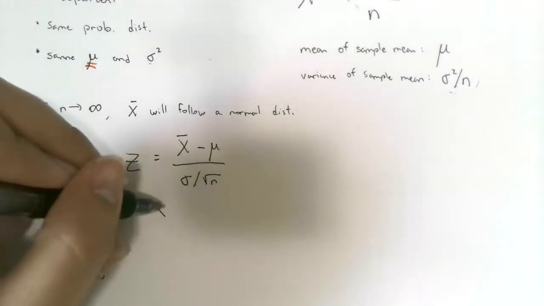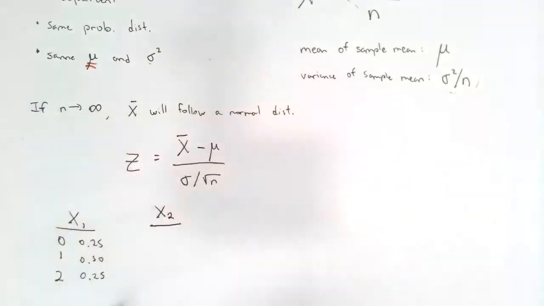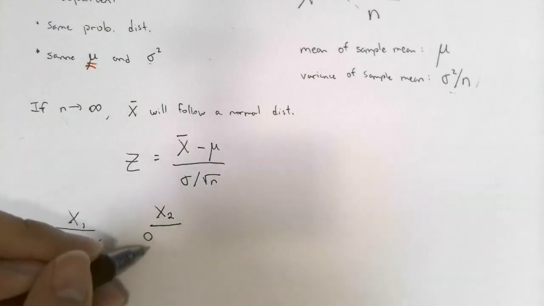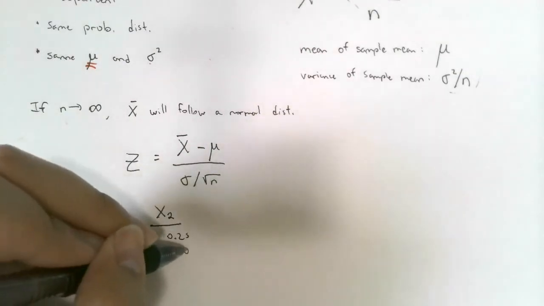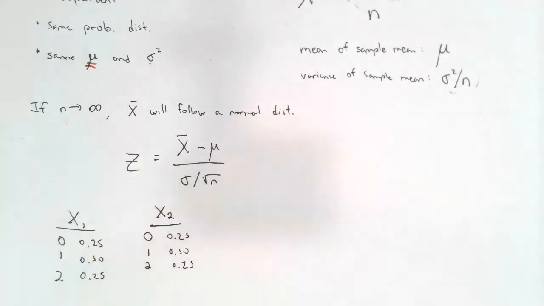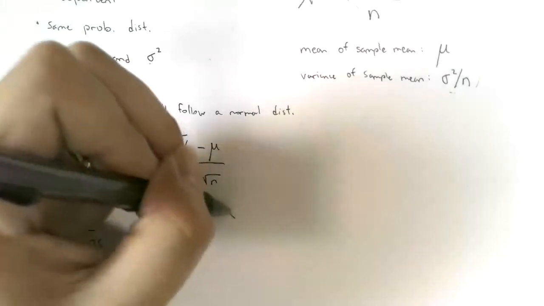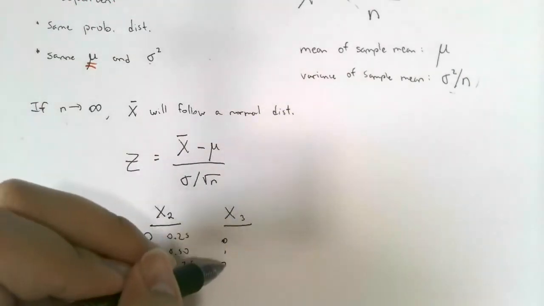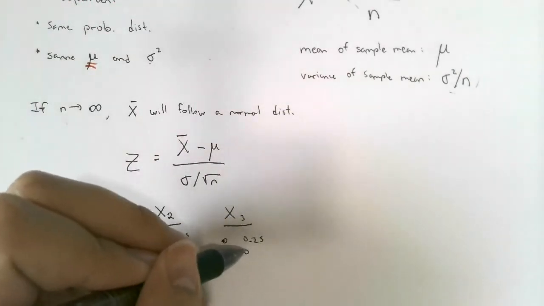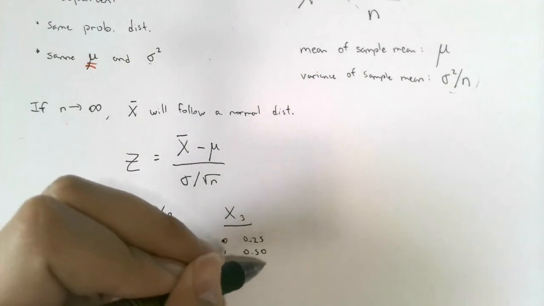If you run your experiment again, and it's the same experiment, then you're going to have another set of outcomes. We'll call that x2. But because you're running the experiment in the same way, your probability distribution will be exactly the same. If you run the experiment a third time, again, you can have the same outcomes with the same probability distributions because you're running the experiment in the same fashion.